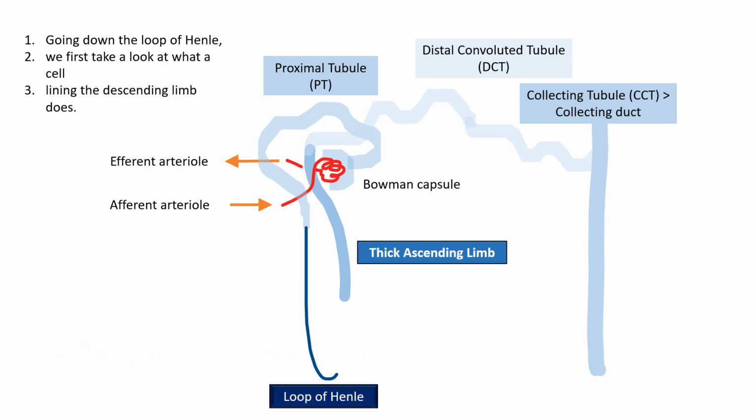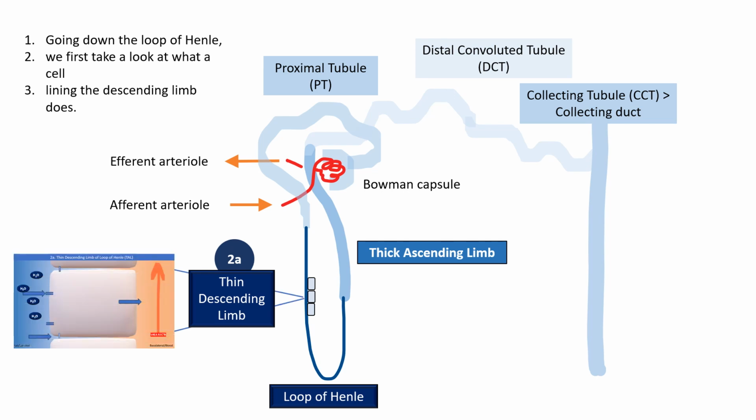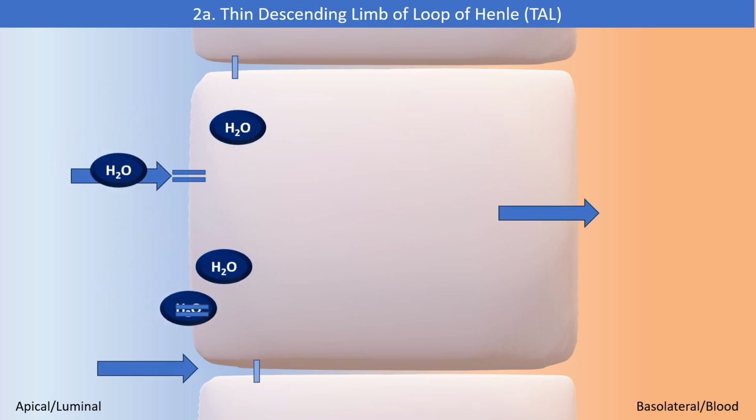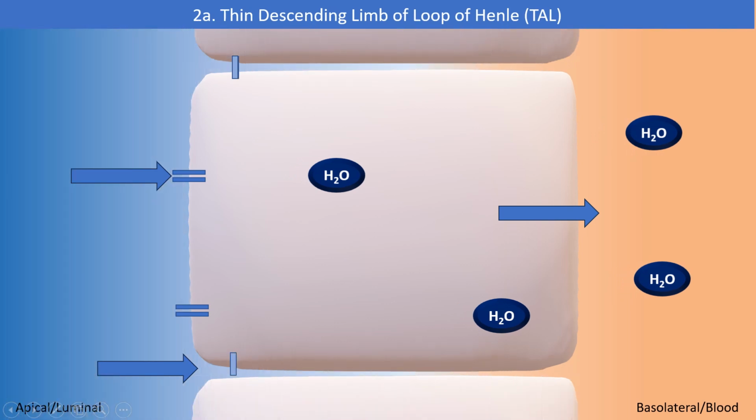Going down the loop of Henle, we first take a look at what a cell lining the descending limb does. All we need to know about the thin descending limb is that it is very permeable to water. At this segment, water is reabsorbed into the medullary interstitium, leaving the filtrate in the lumen more concentrated. Recall this is the first step required in the countercurrent multiplier. Water reabsorbed from this segment gets picked up by the hyperosmolar vasa recta and returned to the venous system.